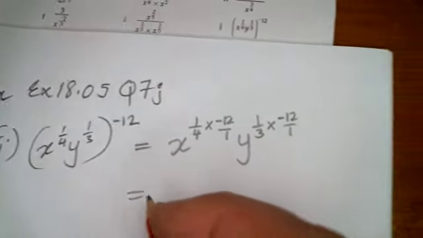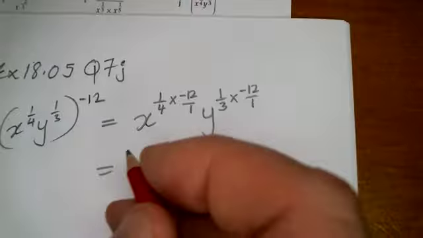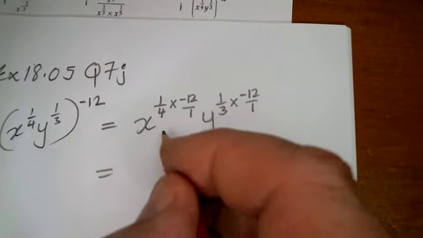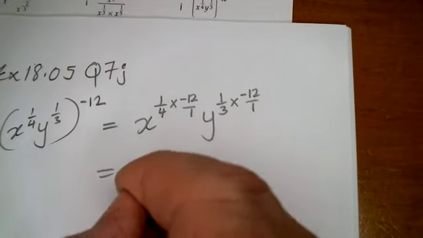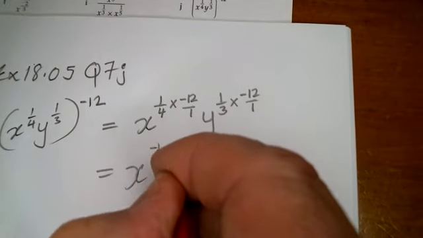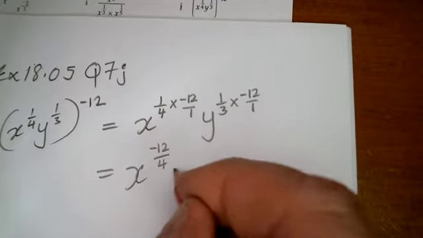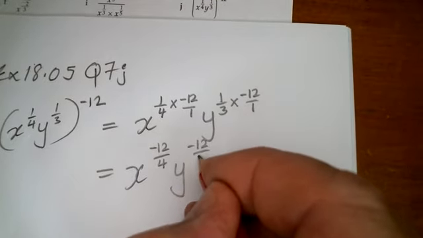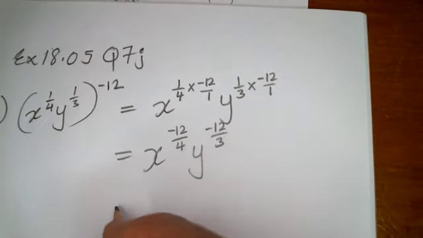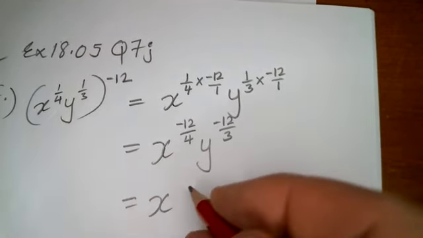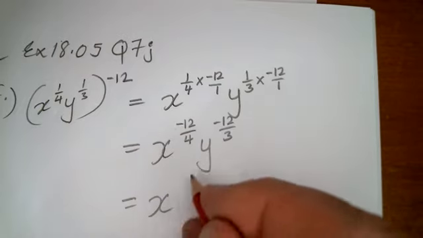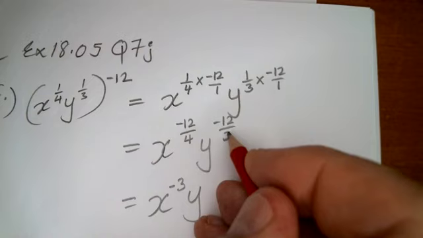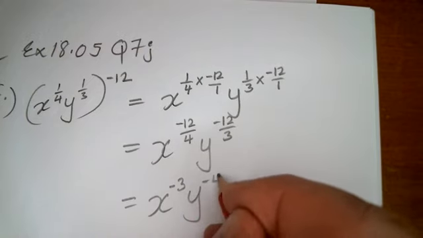So where do we end up? Nice and simple here. We're going to have 12 divided by 4, because really I could just rewrite that as x to the negative 12 on 4, y to the negative 12 on 3. And that, of course, simplifies very nicely. We're going to have x, 4 goes into 12 3 times, so it's going to be negative 3. And y, 3 goes into 12 negative 4 times.